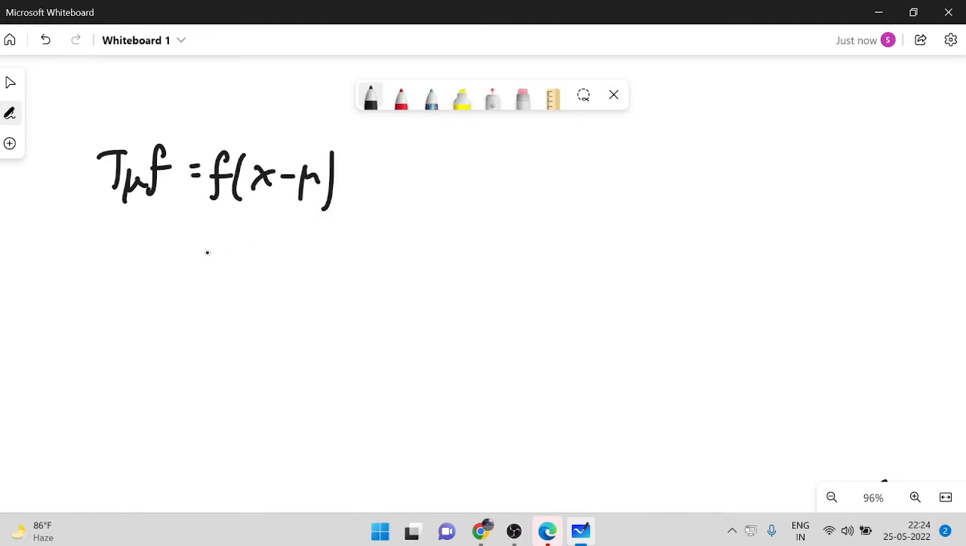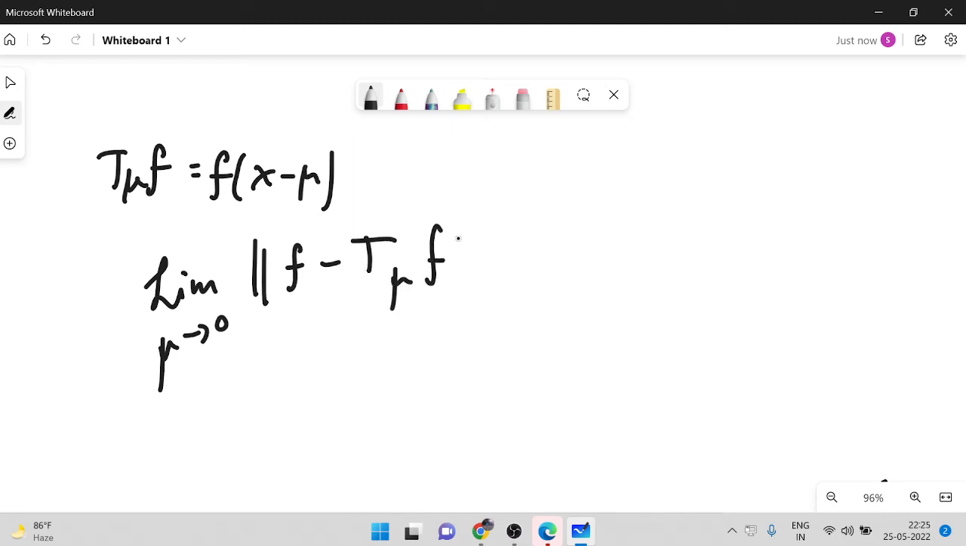There is a simple theorem that says that the limit as mu goes to 0 of f minus T_mu of f in L^p goes to 0.